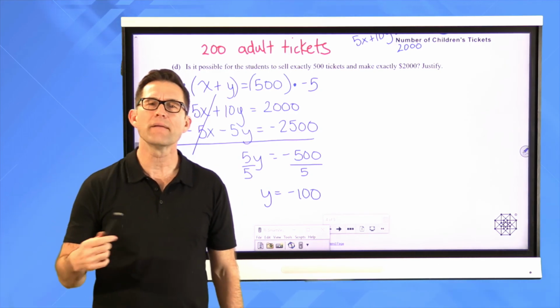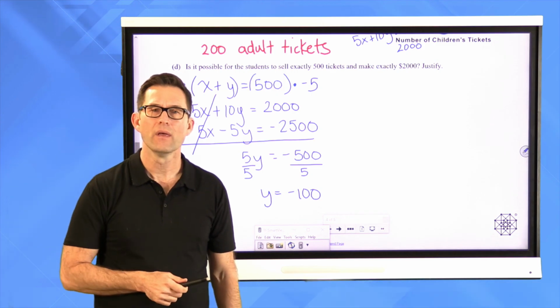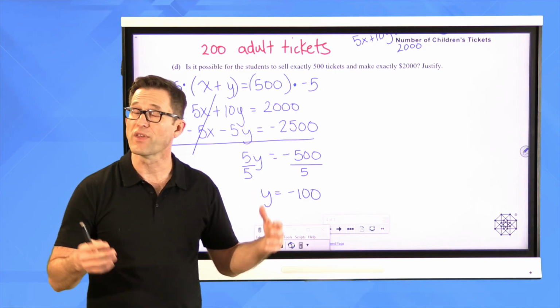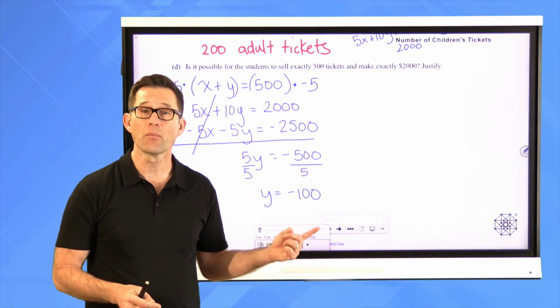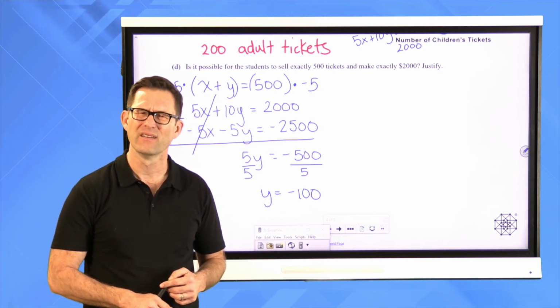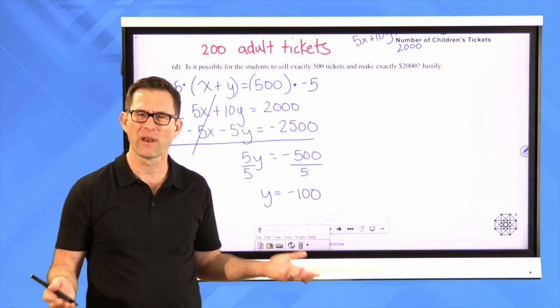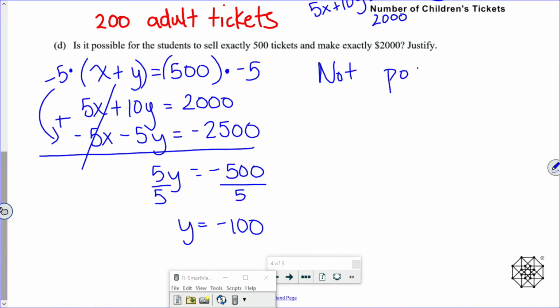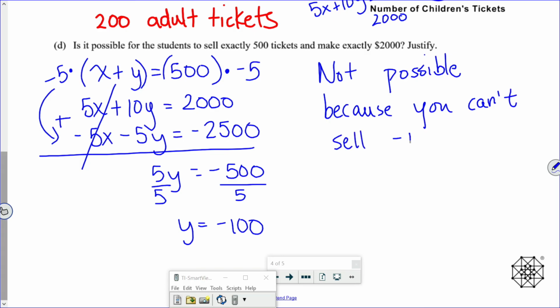So what does that mean? What does that tell me? Well, it tells me that it isn't possible, because if it was possible, the only way it could happen is if the number of adult tickets I sold was -100. That would be the number of adult tickets that I would have to sell. So it's not possible, because you can't sell -100 adult tickets.